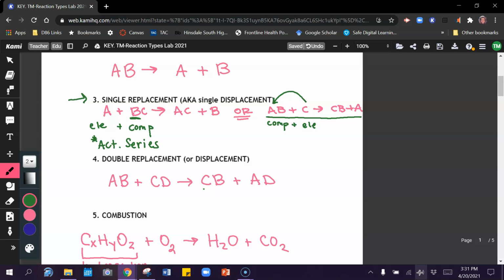So I just wanted to make sure that you understood that in a single replacement reaction, regardless of how the letters shake out, your reactants are always an element and a compound, and your metals are going to switch places. Okay, so let me pause it for a moment. I'm going to scroll down to reaction 5.